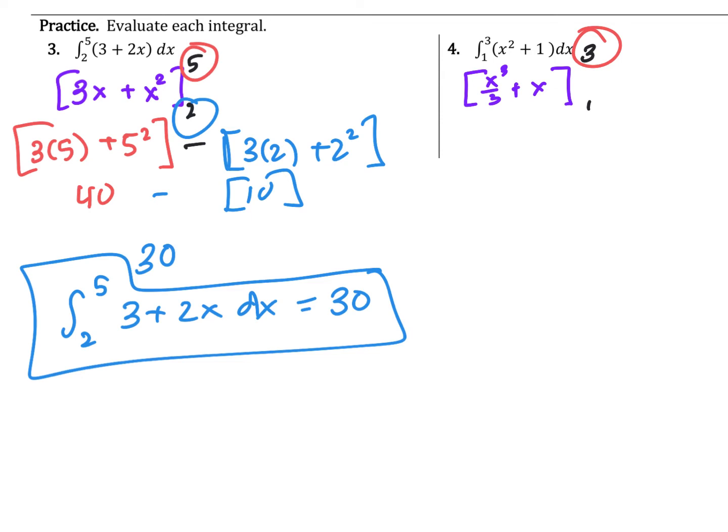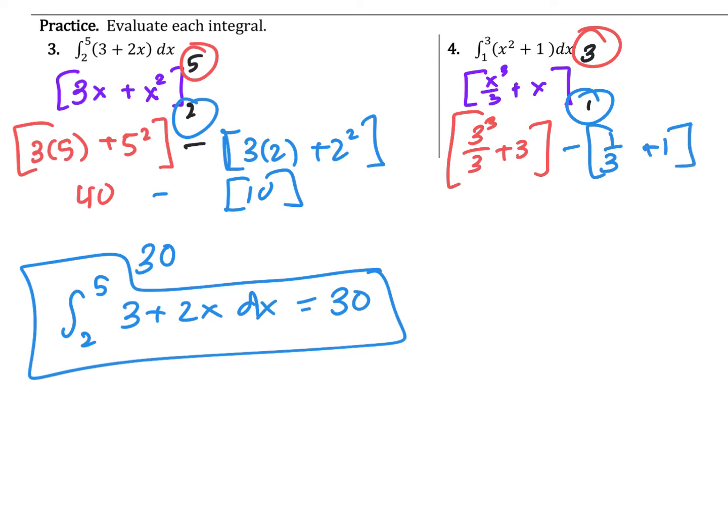Here's the antiderivative, x to the third over 3 plus x. I'm going to plug 3 in, so I'm going to get 3 to the third over 3 plus 3. That's what happens when I plug in my upper bound, minus when I plug in my lower bound. 1 to the third is still just 1, so 1/3 plus 1.